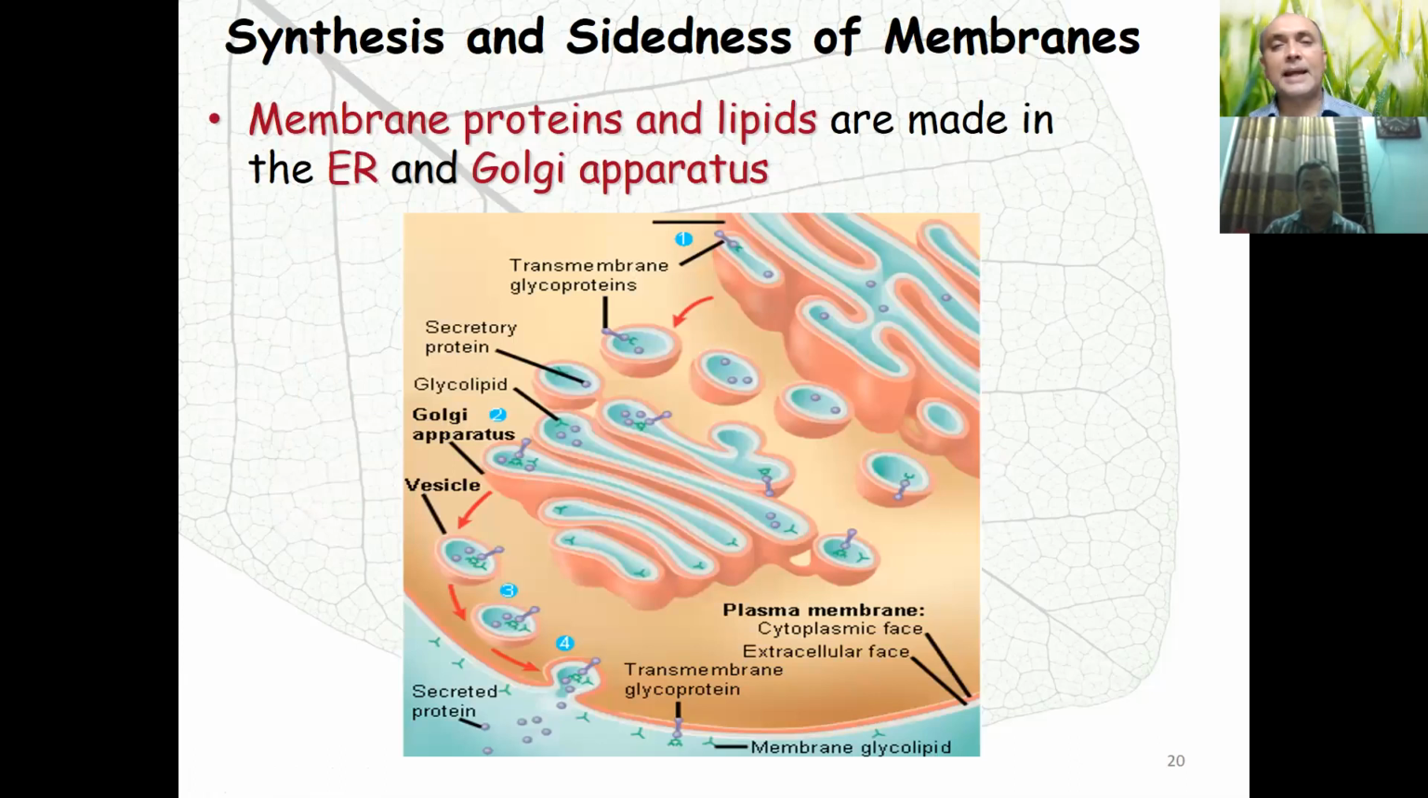Synthesis and sidedness of membranes. Membrane proteins and lipids are made in the endoplasmic reticulum and Golgi apparatus. All the proteins involved in the plasma membrane are synthesized in the endoplasmic reticulum and Golgi apparatus. So when a cell goes for division, before that the cell has to prepare an adequate amount of protein, which it needs to synthesize in the endoplasmic reticulum and Golgi apparatus.